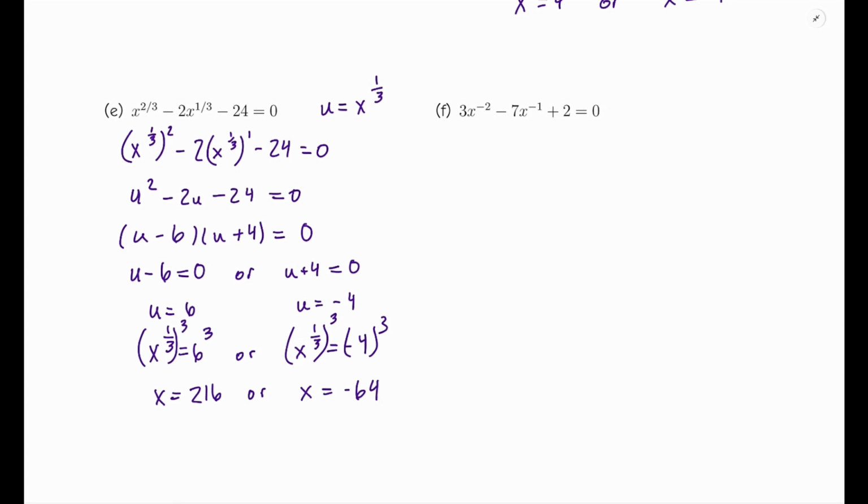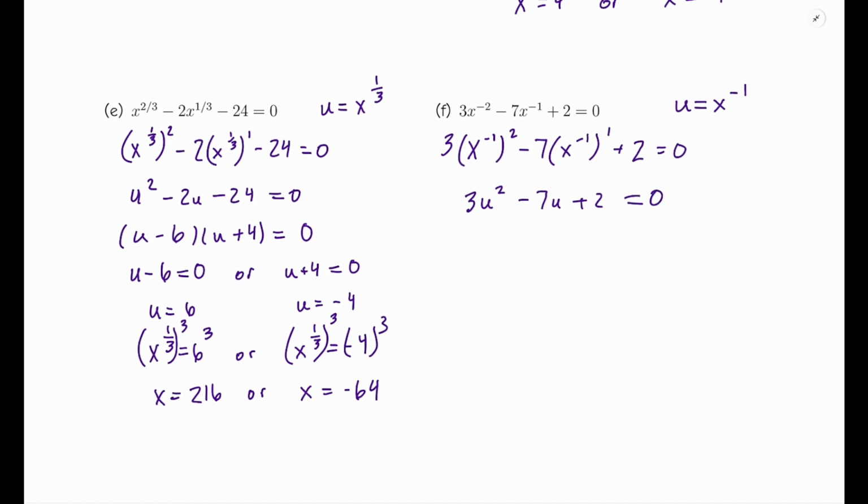Part F, 3x to the negative 2 minus 7x to the negative 1 plus 2 equals 0. Again, x to the negative 2 is just the same thing as x to the negative 1 squared. So I see that my u substitution should be u equal to x to the negative 1. So we get 3u squared minus 7u plus 2 is equal to 0. To factor this one, I'm actually going to use the asterisk method.